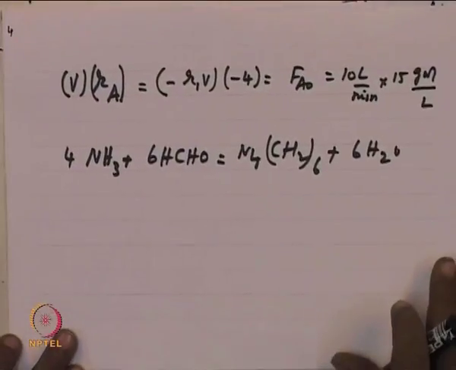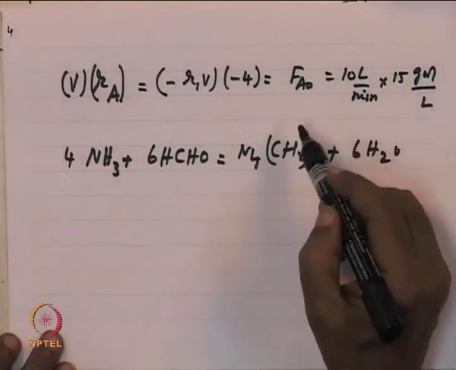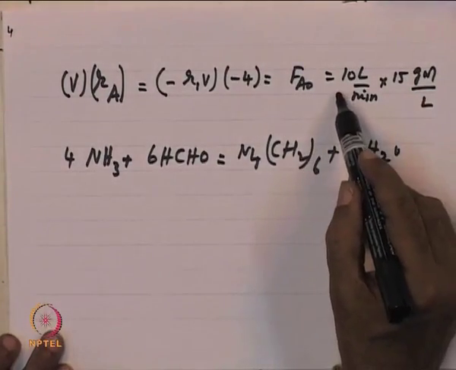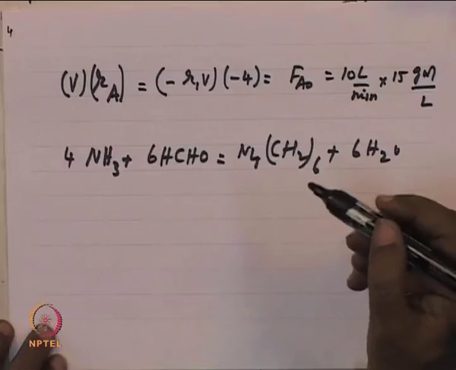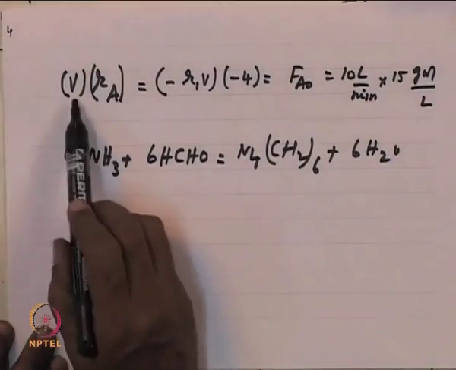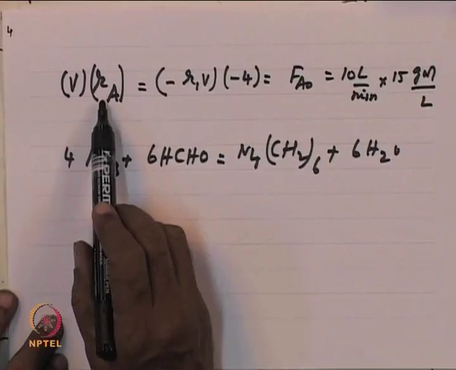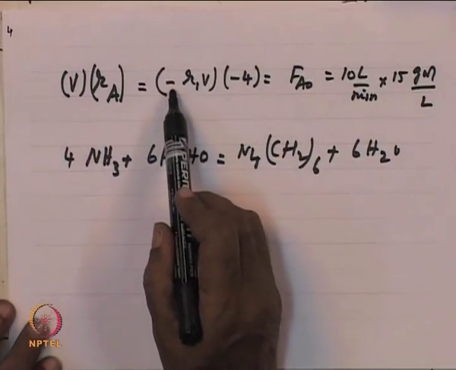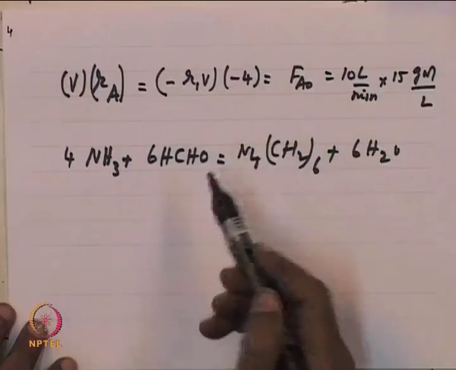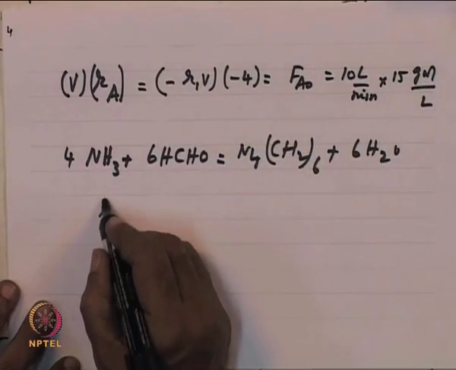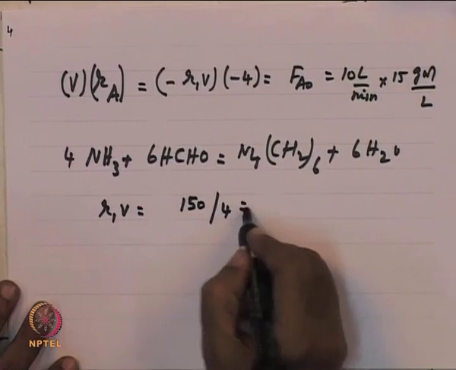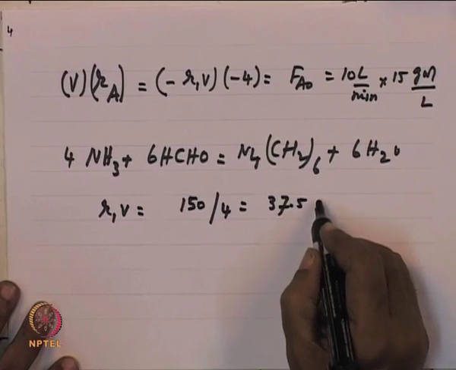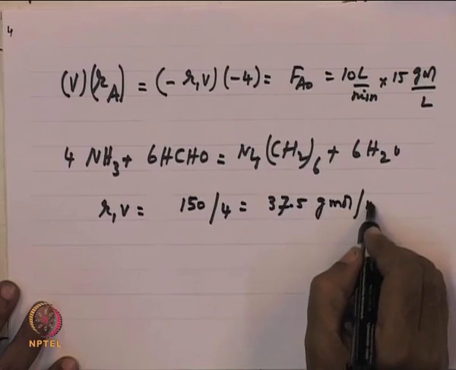Okay. So, what we are saying here is that the ammonia is entering at 10 liters per minute multiplied by 15, that means 150 moles per minute is entering, and that must be equal to what? The rate at which, if V is the volume of the equipment and RA is the rate of chemical reaction, we know RA is minus of R1 multiplied by 4. Therefore, this gives us R1 times V equal to 150 divided by 4 equal to 37.5 gram moles per minute.